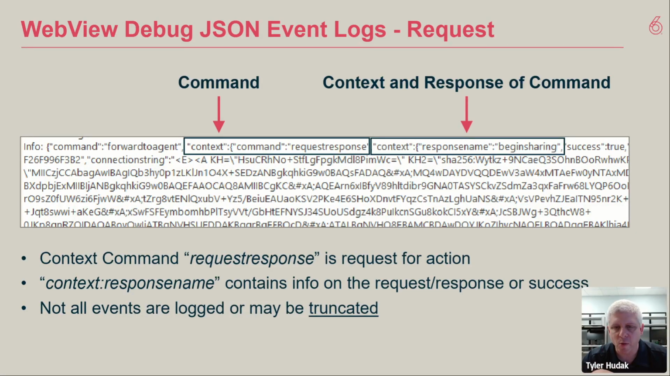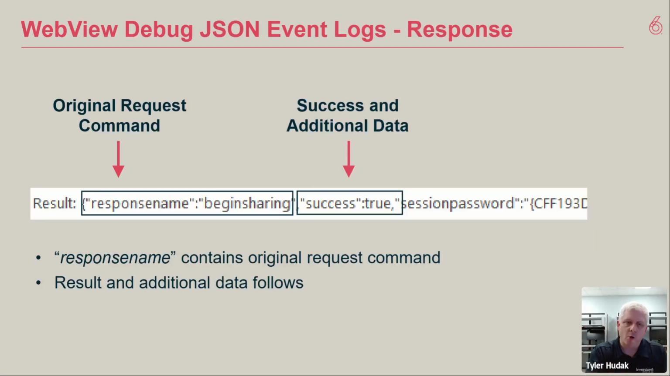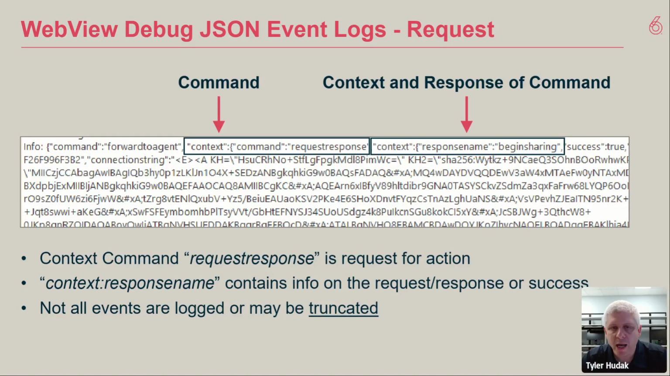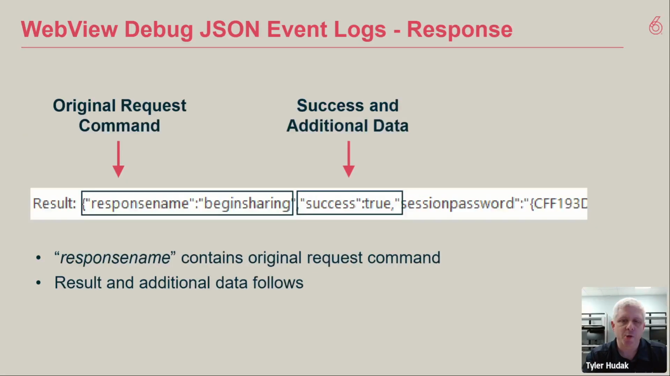And before I even get into what those are, I'm going to spoil it for everyone. No, it does not log what commands are executed within the Quick Assist session, unfortunately. We just saw this one over here. This is the request. We can tell because the command is request response. There will also be a response event, and we know what that is because it'll say result, response name, and then whatever the command is, and then it will give you whether or not it was successful, as well as some additional information around that request or that response.